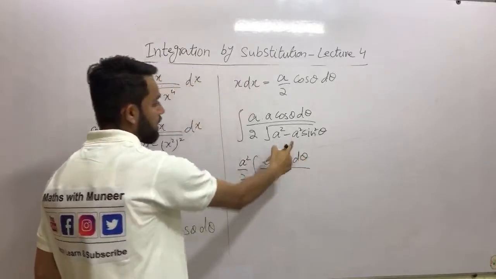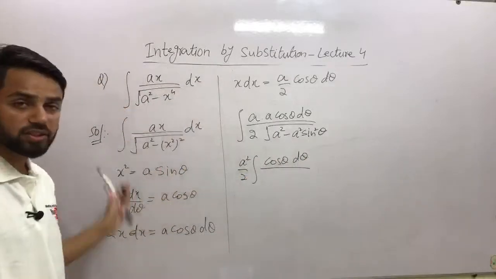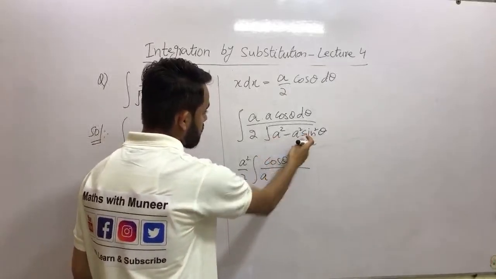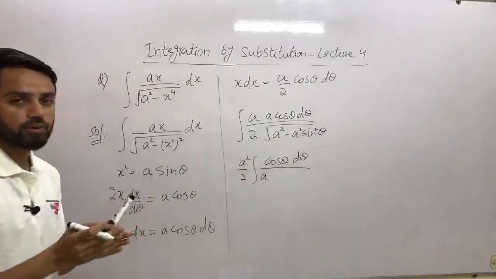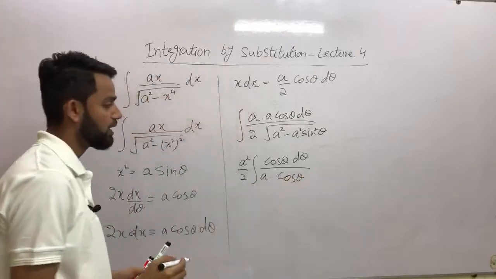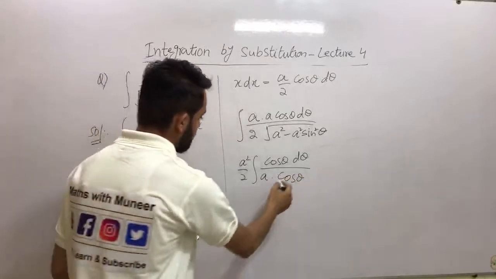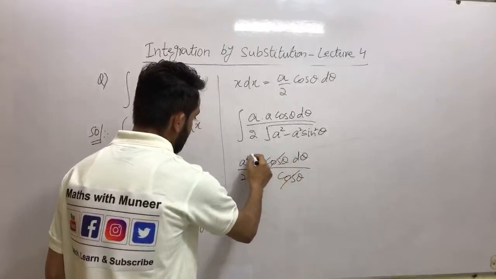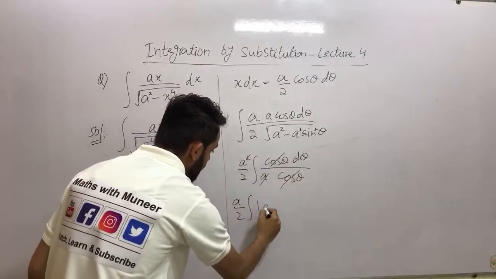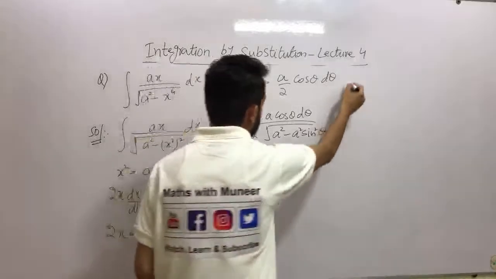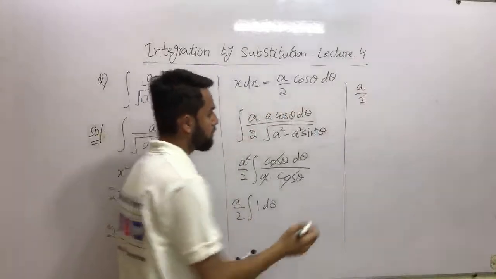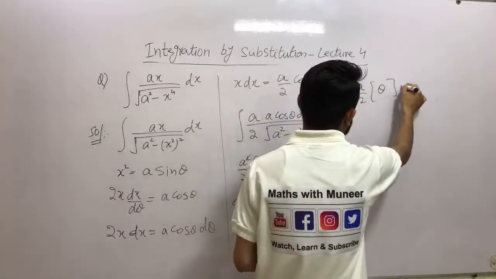Over here we have a square, over here we have a square. So once you take this a square outside of the square root, it would become only a, and 1 minus sine square theta would be cos square theta, and the square root of cos square theta would be equal to cos theta. The reason I am solving these little steps directly is because we have solved them 2 to 3 times in the previous question. Cos theta cancels, a and a cancel, so we got a over 2 times the integration of only 1 d theta. So a over 2 times the integration of 1 would be theta, and then plus c.